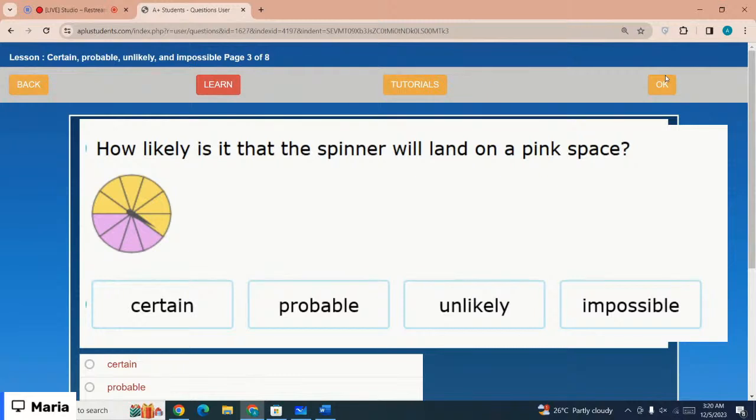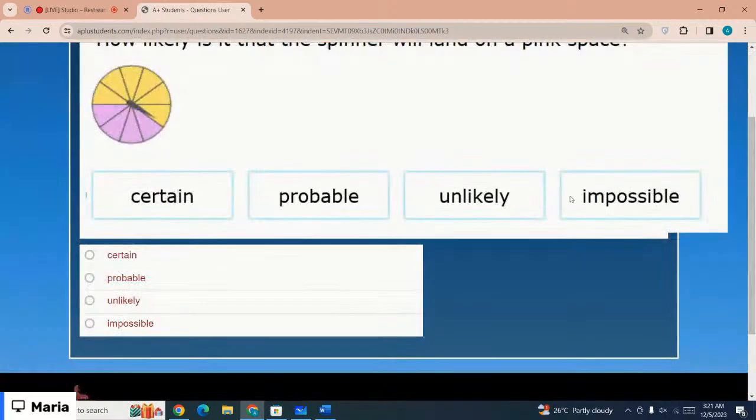You can see the spinner has two colors, yellow and pink, right? Six of the portions are yellow and four of them are pink. So there are fewer portions that are pink, right? That means you have less chance it will land on pink. So it is unlikely to land on pink. The correct option is unlikely. Got it?